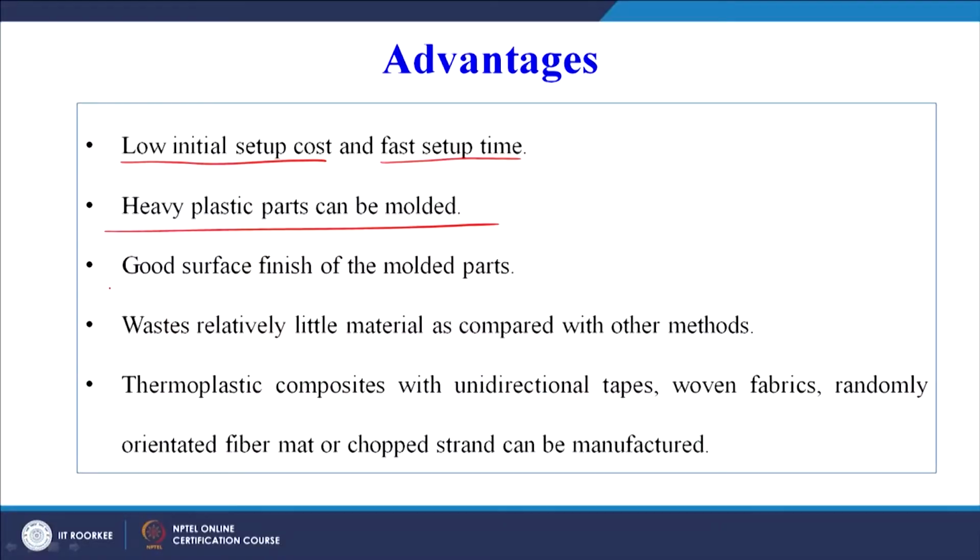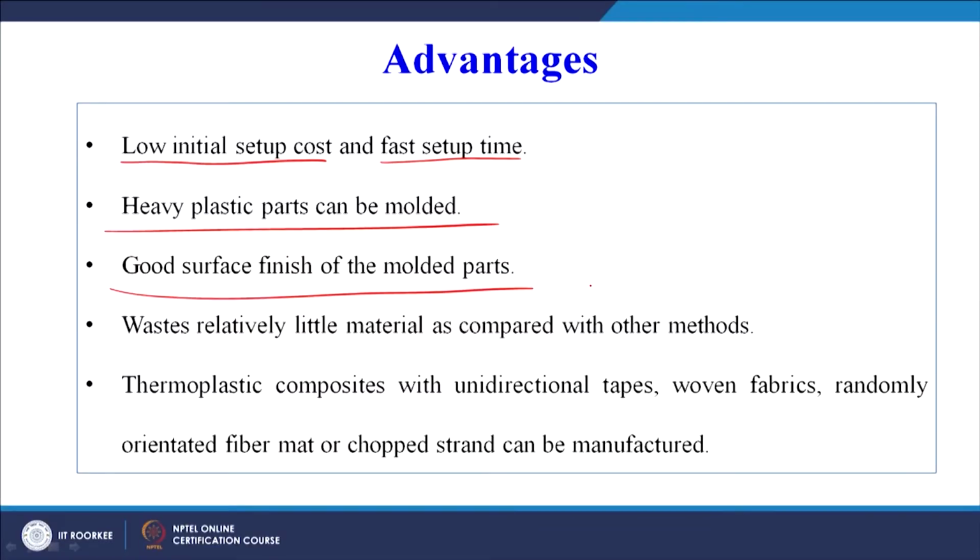Good surface finish of the molded parts. Why? Because on both sides we have the upper mold half and the lower mold half. When you compress, the top surface also is very good, because the metallic finish is transferred onto the plastic part. On the lower half of the mold also the metallic finish is transferred to the product. So top and bottom, both sides, the surface finish is good. So good surface finish of the molded parts, and large size, heavy parts can be made by compression molding.